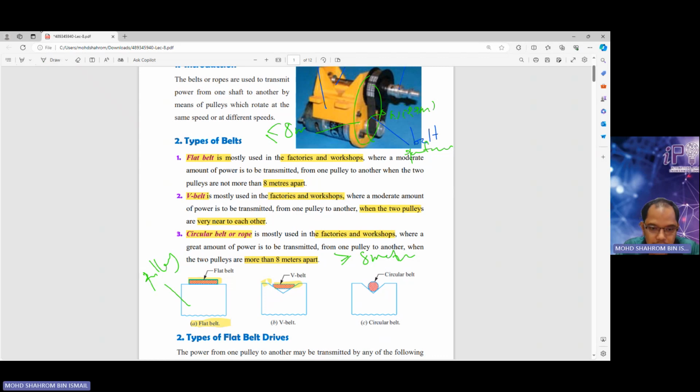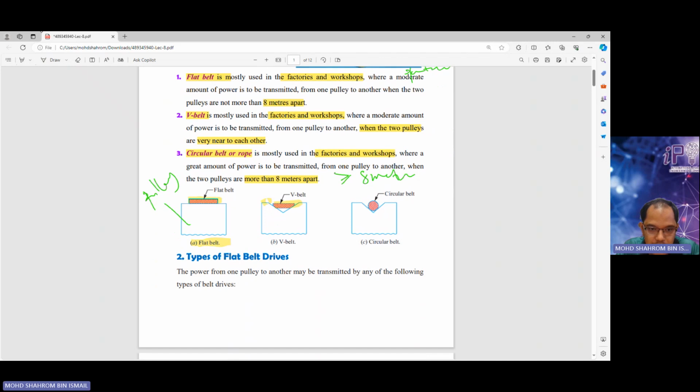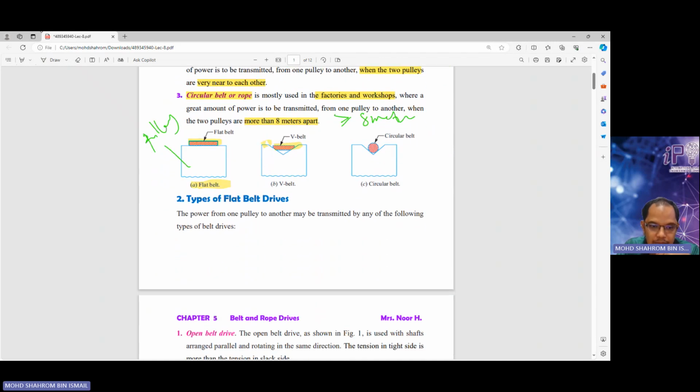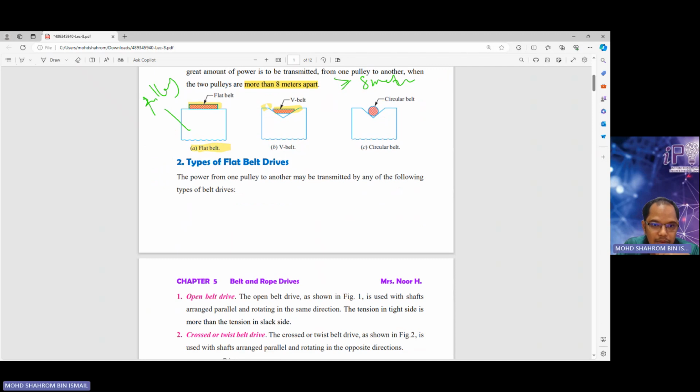So that's the thing. We are going to discuss in more detail the types of belt drive. The power from one pulley to another may be transmitted by any of the following types of belt drives.